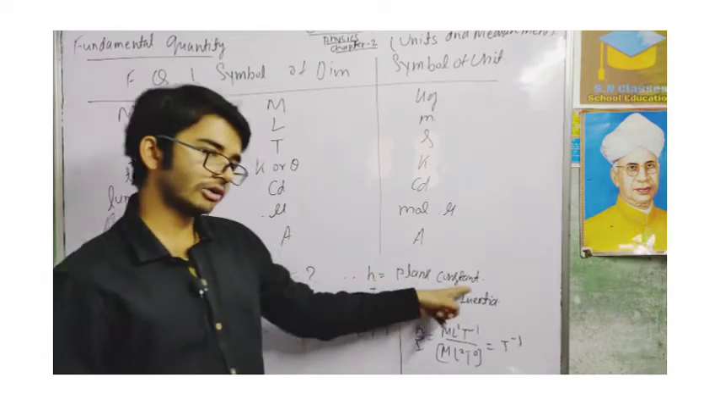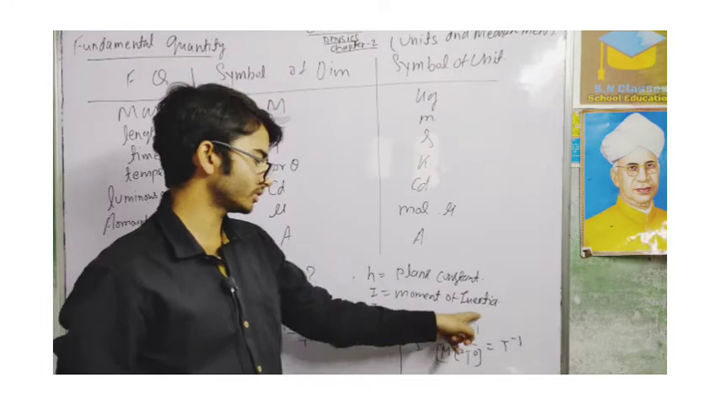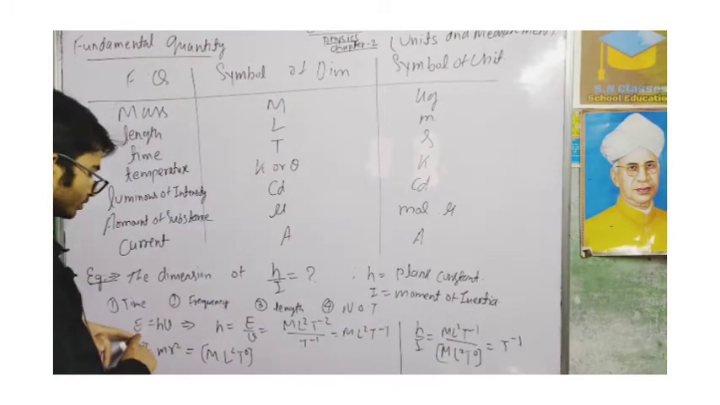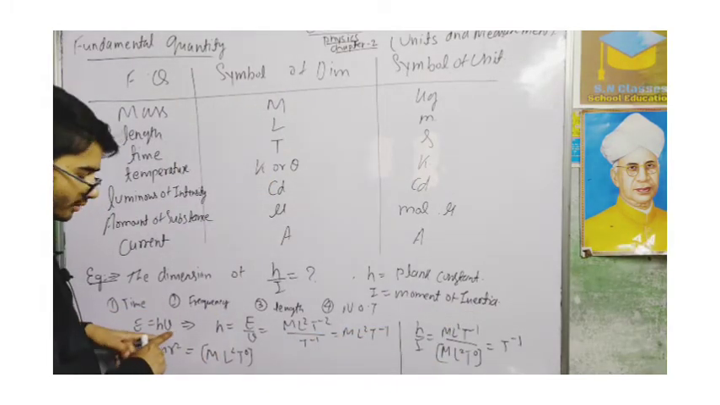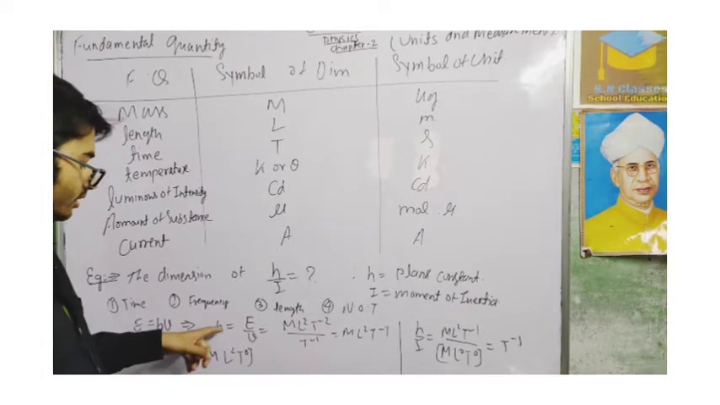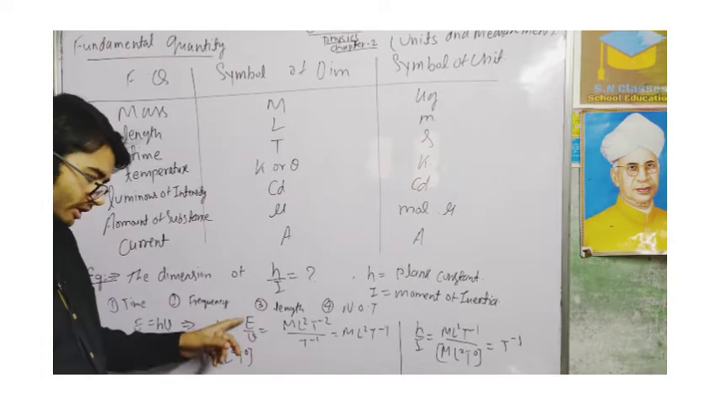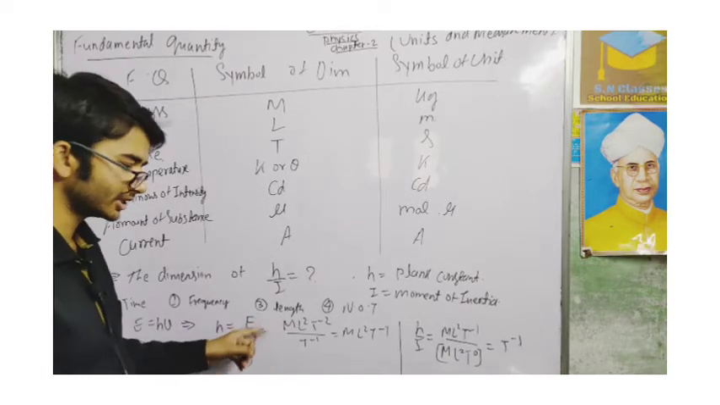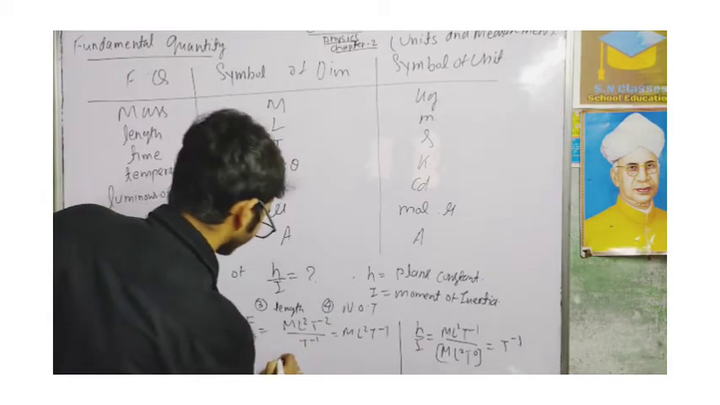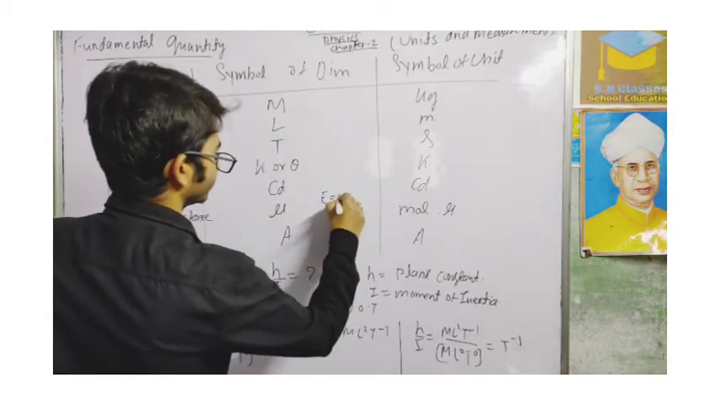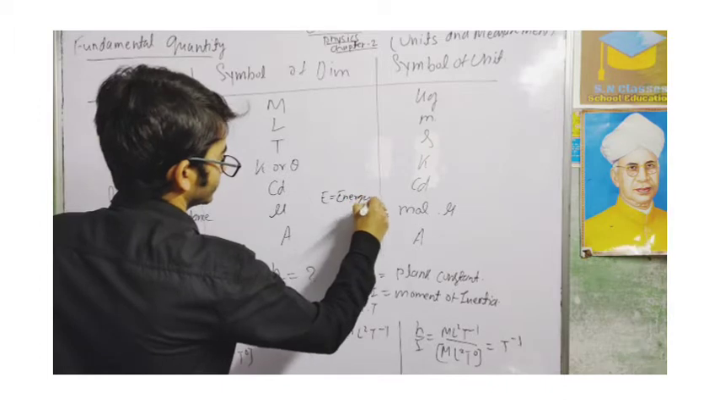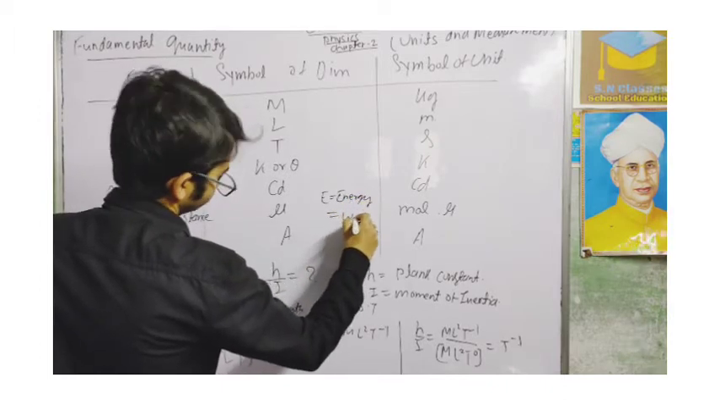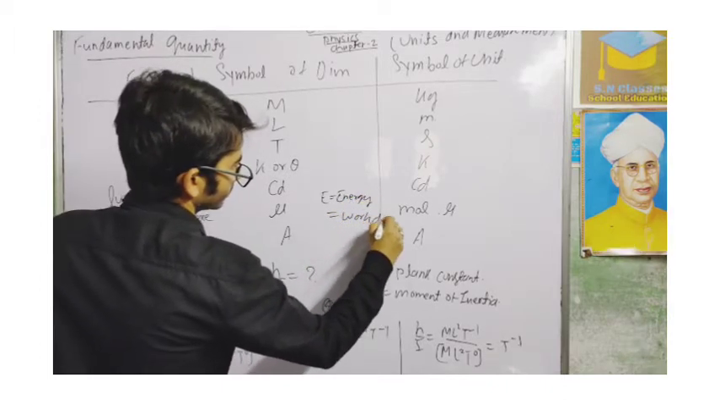Finding the dimension of h upon I, where h is the Planck constant and I is the moment of inertia. To derive this expression, we use the formula E equals h nu, where E is the energy, and h and nu are the Planck constant and frequency. So h equals E upon nu. We already know E is the energy. Energy means work done. Work done means force into displacement.